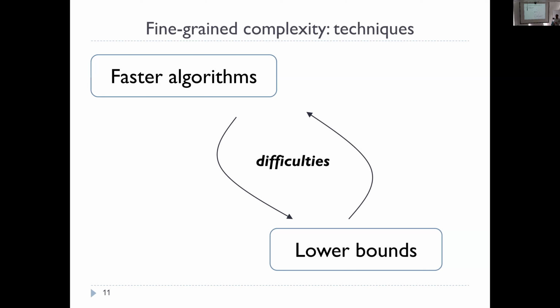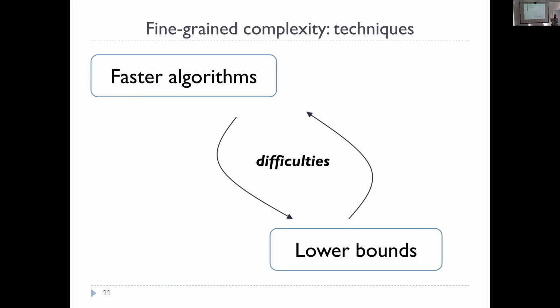Okay, and so the way that it now works is that we try to find faster algorithms for a long time for a problem. Maybe we have some insights about why it is so difficult, and then we can use those insights to try to show formal conditional lower bounds for the problem.